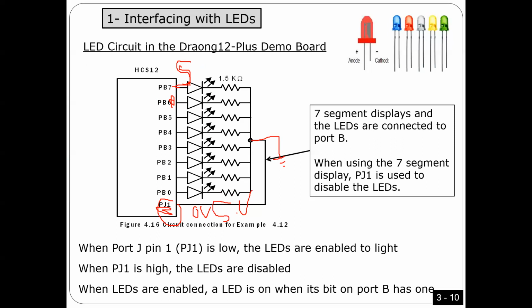Okay, guys? So let me say it again. Now for the LEDs here, we have 8 pins on port B. Every pin can turn on and off the corresponding LED. Also, we have 1 pin on PG1. This one can enable all the LEDs, or disable them. If I just put 5 volts, the LEDs are off.